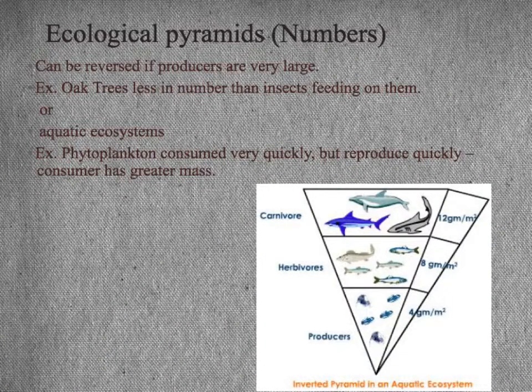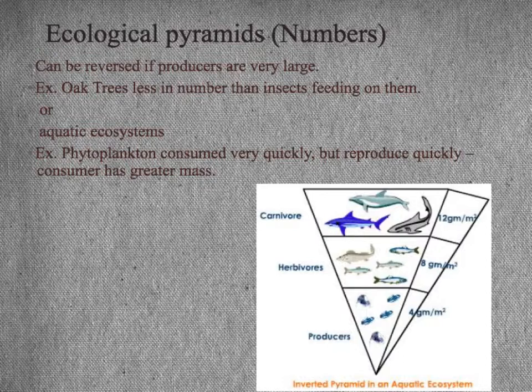Now, sometimes we can have an upside down pyramid. This can happen if, for instance, you have an oak tree. An oak tree is huge, but it can support many, many, many insects feeding on it. So this usually happens when your primary producers are really, really big.